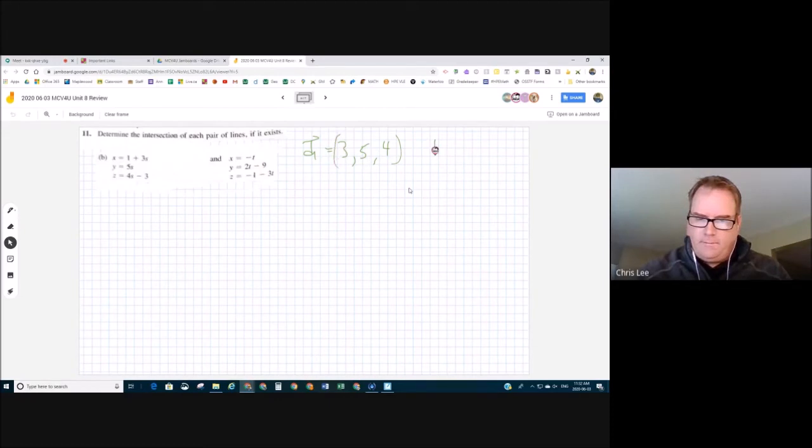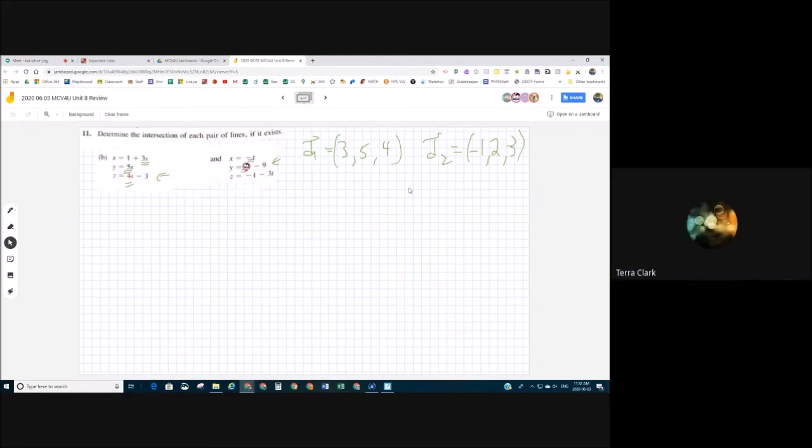And D2 is -1, 2, -3. And the book tries to mess you up by changing the order of this guy and the order of this guy. So you've got to make sure you pick them off from the coefficients. And hopefully I did that correctly. Yeah, that was the same.